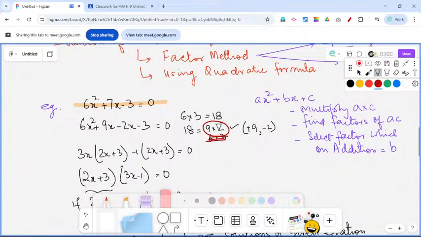7x I can write as positive 9x and negative 2x. बाकी मैंने वैसे का वैसे लिखा, 6x square और negative 3. So this equation I can write in this form. Now in this I will use the common factors. First two terms का common factor is 3x, and on dividing, और I keep 3x बाहर, ब्रैकेट के बाहर, अंदर मेरे को मिलेगा 2x plus 3.